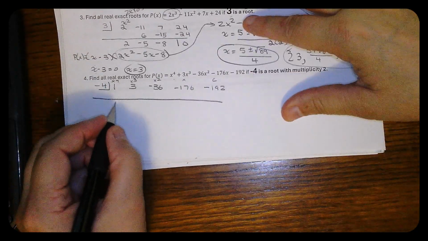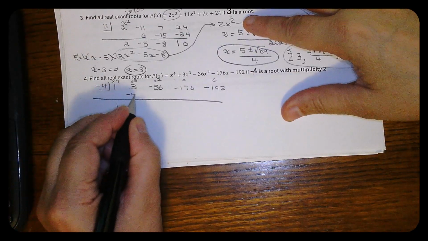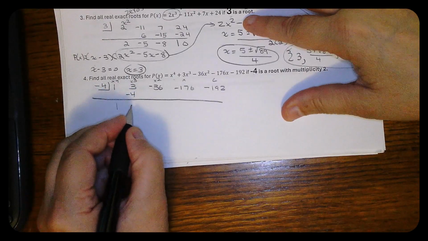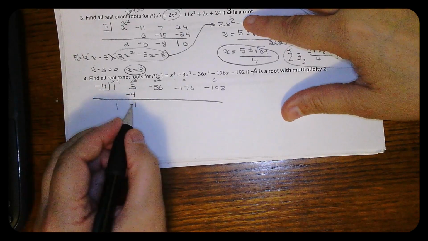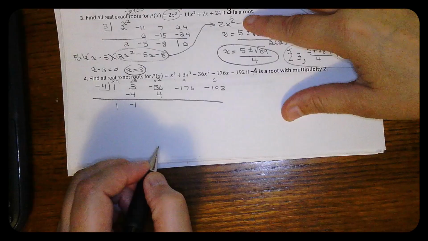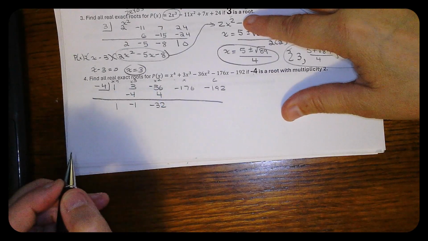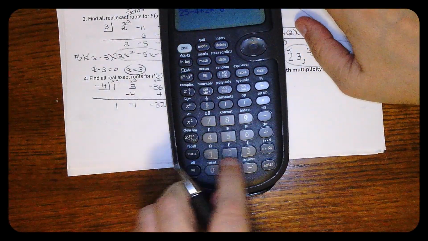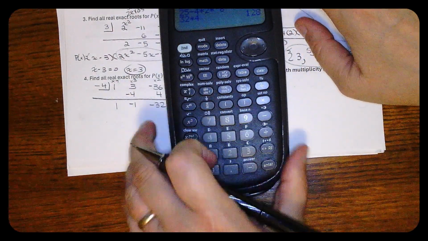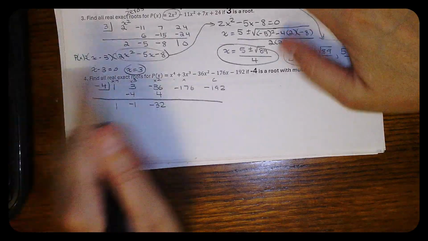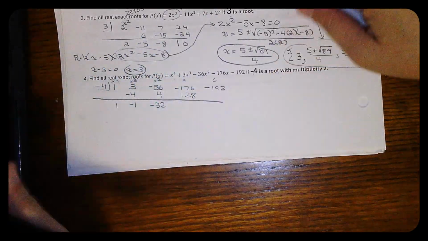And so 1 plus nothing is 1. Then we multiply. That's -4. Then we add. That's -1. Then we multiply -4 times -1. That's 4. -36 plus 4. That's -32. Oh, a little bit big here. -32 times -4 is positive 128.